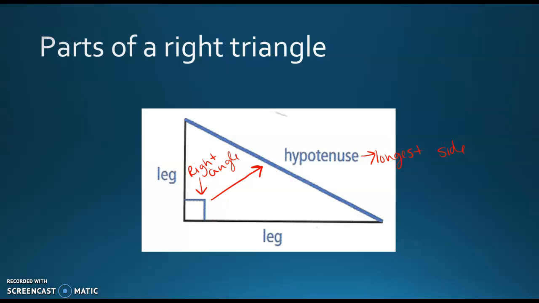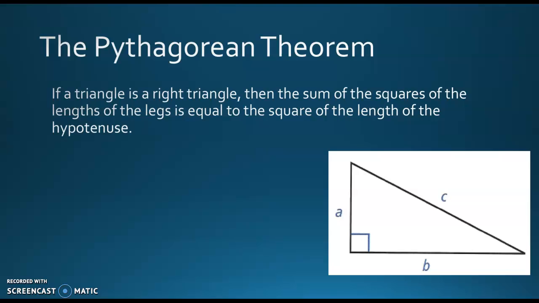The other two sides we call legs. The legs hold up the hypotenuse, just like legs hold us up. So, moving on. This is the wordy version of the Pythagorean theorem. If a triangle is a right triangle, then the sum of the squares of the lengths of the legs, so we're calling A and B our legs right now, is equal to the square of the length of the hypotenuse. So let's break this down.